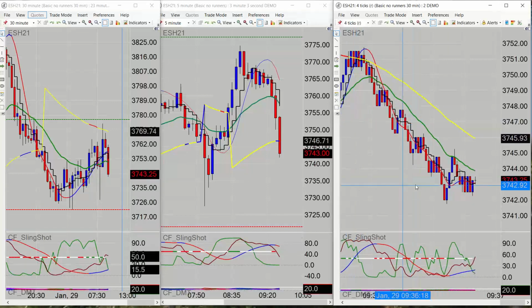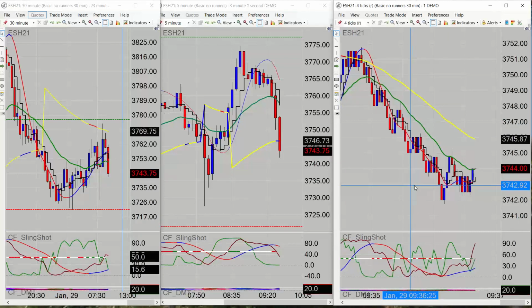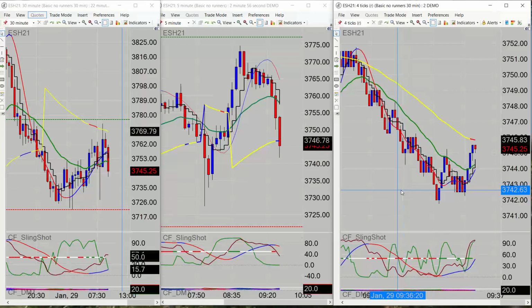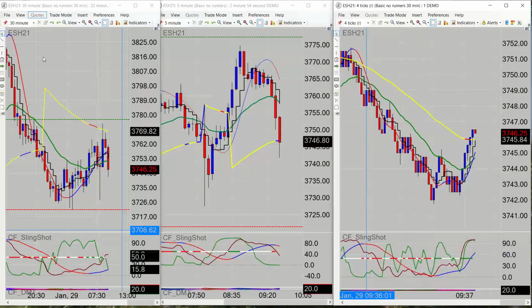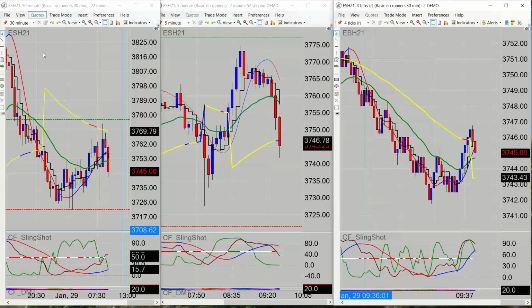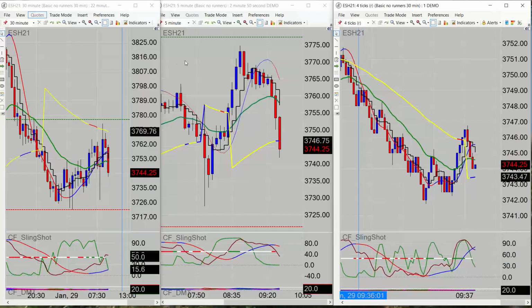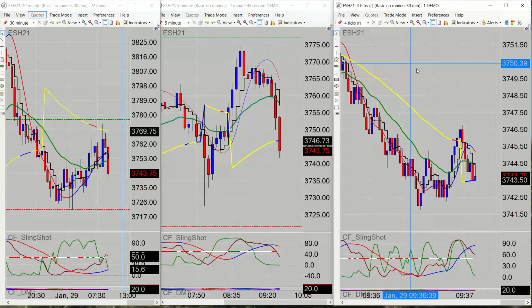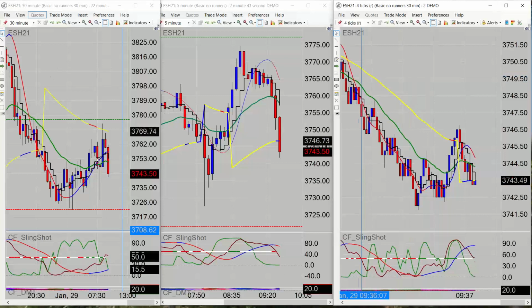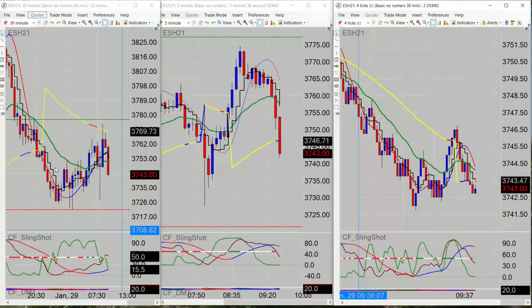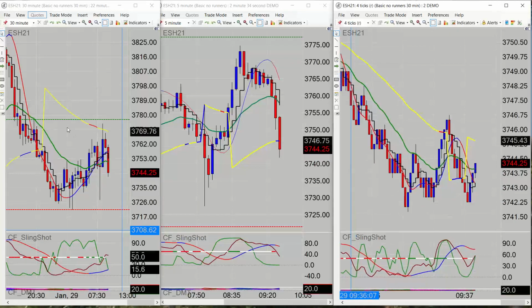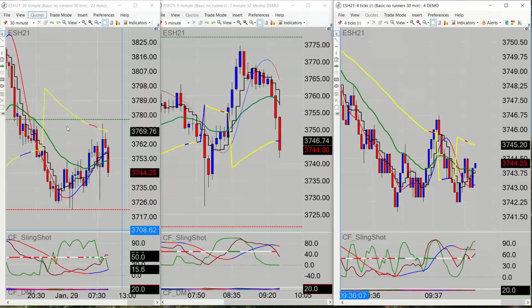The charts that I have up, this workspace, is what I use when I'm trading the trade alerts. I have left to right the 30-minute chart, the 5-minute chart here in the middle, and then the 4-tick range chart on the far right-hand side. Just by way of overview, I am only going to take trades in the direction of the 30-minute chart.